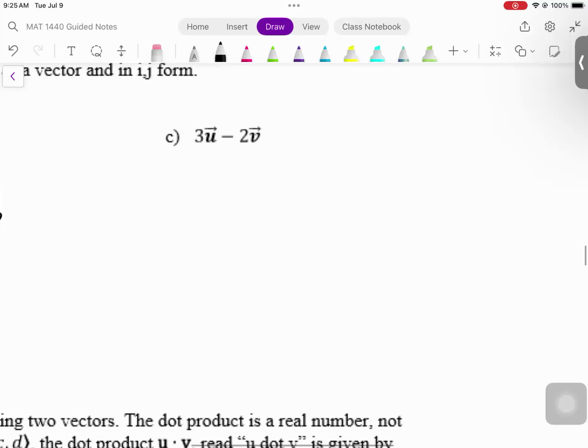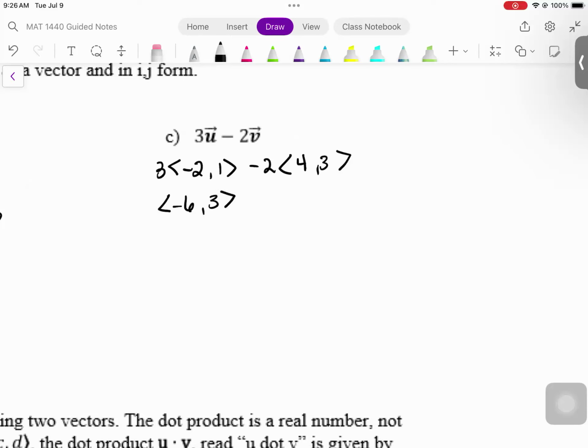Now 3 times vector u minus 2 times vector v. So that's going to be 3 times vector ⟨-2, 1⟩ minus 2 times vector ⟨4, 3⟩. Now we could think about, well, let's do the first vector. So we're going to distribute the 3 into vector u. So this becomes 3 times -2 is -6, and 3 times 1 is 3.